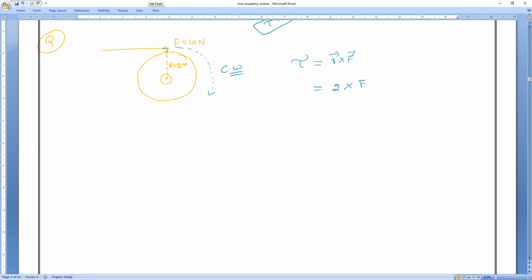F is equal to what actually? F is equal to what? It is perpendicular. If it is not perpendicular, you should take sin theta. Am I right or wrong? Everybody respond, guys. Yes, sir.